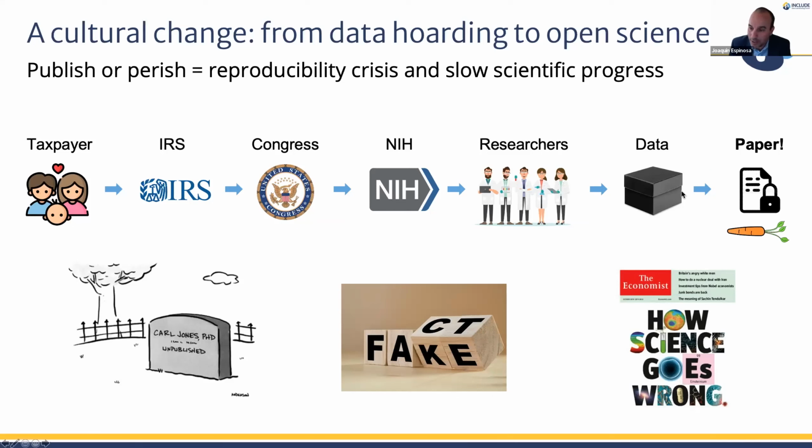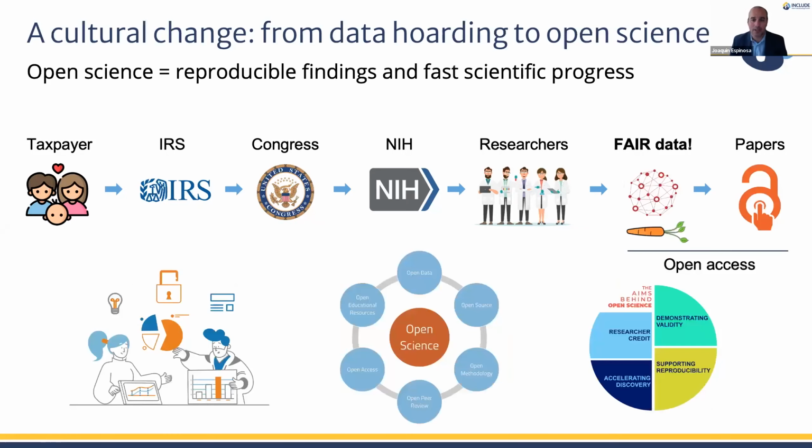We spend most of that money on generating data that more often than not ends in a black box, in my laptop, in a server at the university, who knows where. And then we slice that data to make a discovery, publish that in a high-impact journal with a very expensive subscription that is not fair to other researchers and other taxpayers. This culture has a number of issues, and among them led to a reproducibility crisis and slow scientific progress.